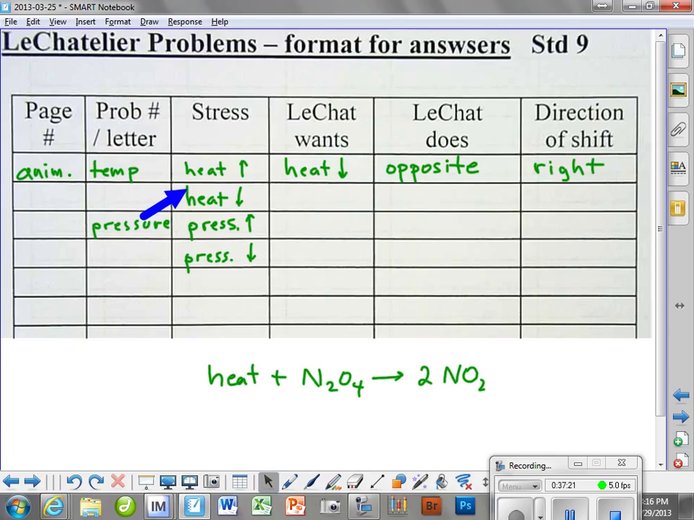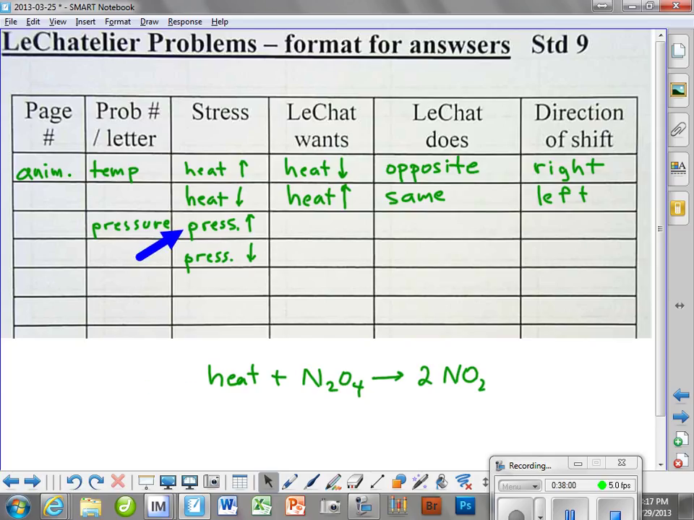This is probably going to get a little easier for you each one we do. We're going to do this guy now, and when the heat is down, of course, LeChat wants it to go back up. Because heat is on the left, we have to go same to increase heat. And same, in this case, is on the left. And so our shift is going to be a left shift. The more of these I do, the easier it will get for you.